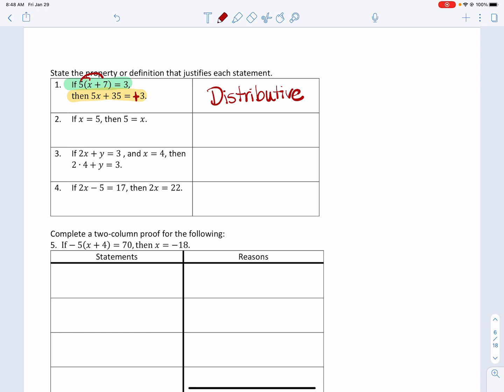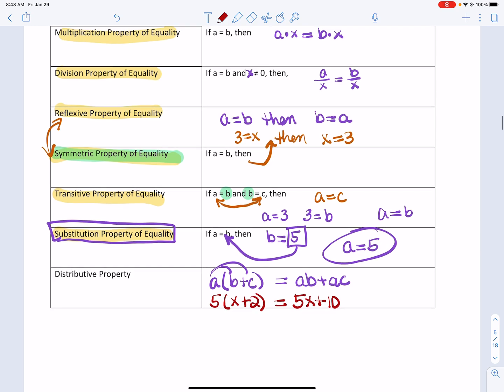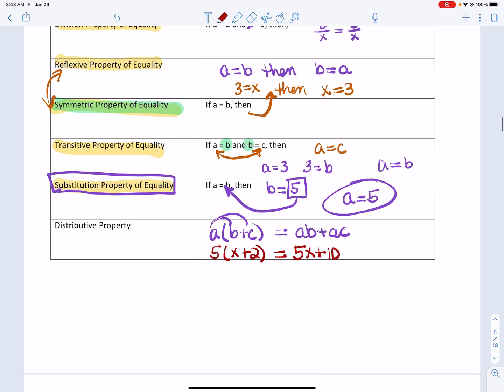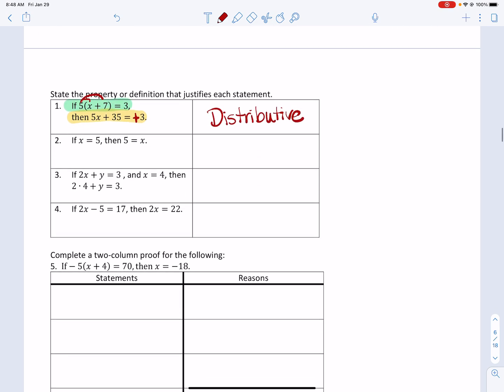So on the next one, I have x equals 5 and 5 equals x. If I go back up here, that was the one I said could be reflexive or symmetric, but we're going to use the word symmetric because it could be on either side.